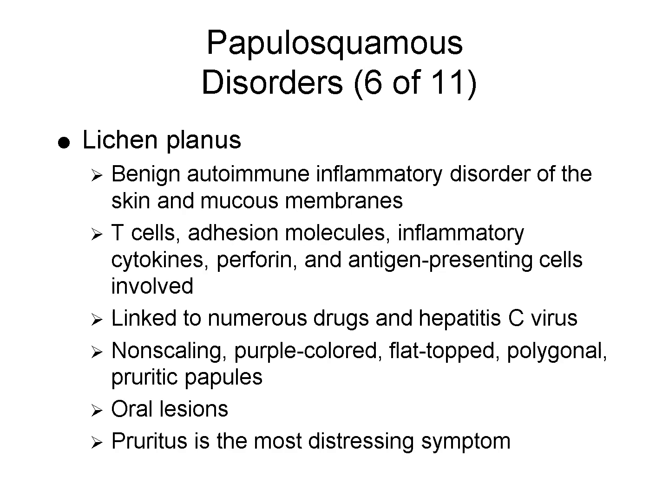Lichen planus is a benign, autoimmune condition affecting the skin and mucous membranes. It presents with purple, flat-topped, polygonal papules, often with fine white lines called Wickham striae. The condition is intensely pruritic and may also affect the mouth and genitals. Triggers include medications and hepatitis C infection.